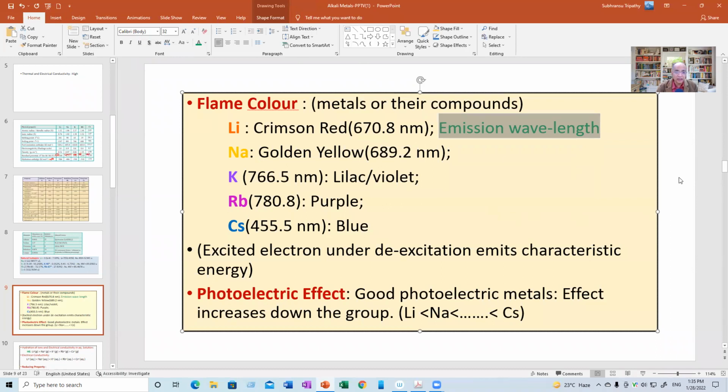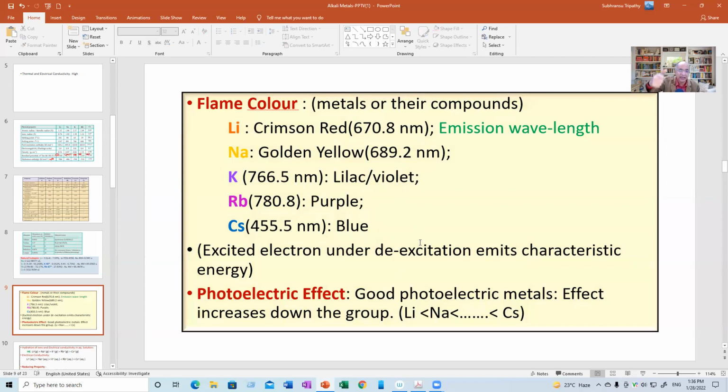.8 nanometer that comes under crimson region. Then sodium and its compounds produce golden yellow, this nanometer. Potassium violet or lilac, rubidium purple, cesium blue. These are the colorations, the emission spectrum that they emit when you heat them in a flame.